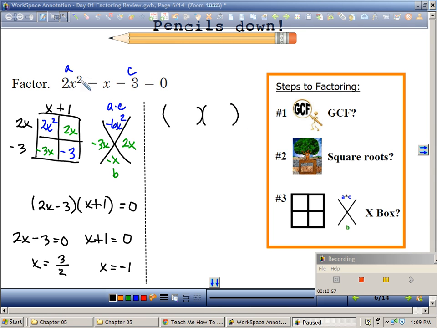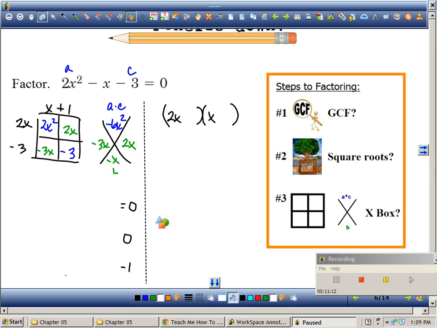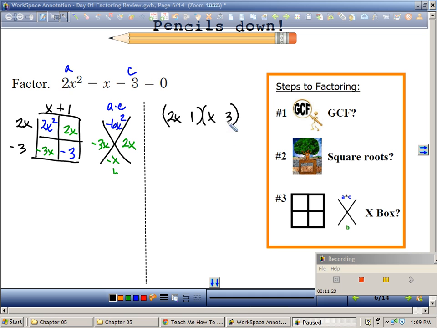I've got a 2x squared. That's not too hard. It's got to be 2x times x, right? Negative 3. I can see it over here, but let's pretend we can't see it. Okay? So let's just say I think the 1 goes here and the 3 goes here.